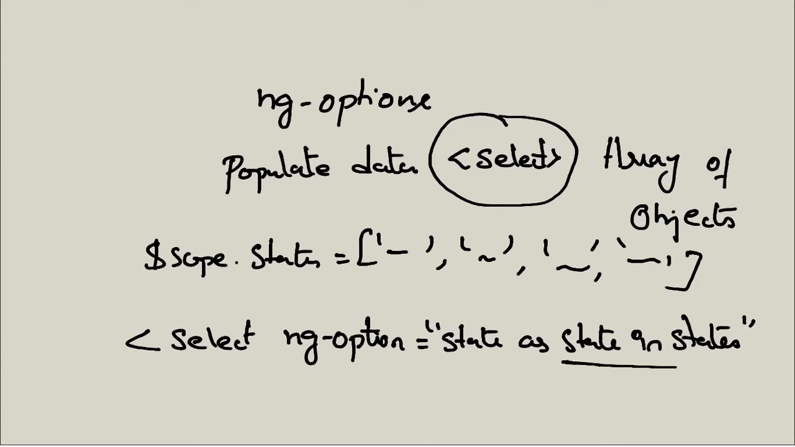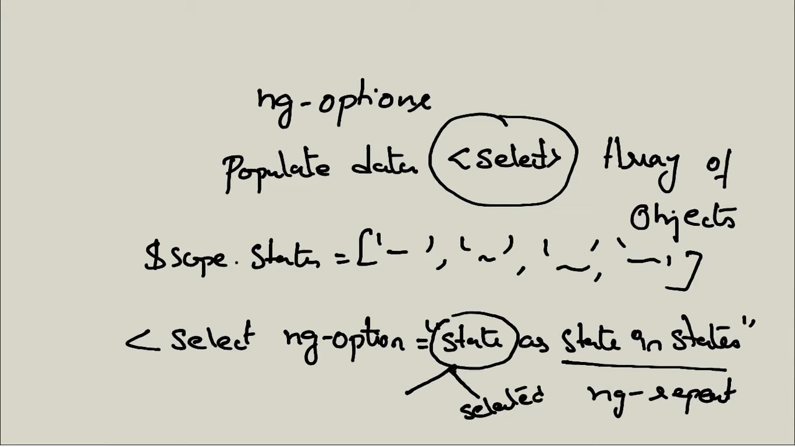So this part will be our regular ng-repeat. We will represent this ng-repeat as a variable. Now this value will be displayed on the UI, and when we select this value, the same value will be selected, and it will also display the same value.